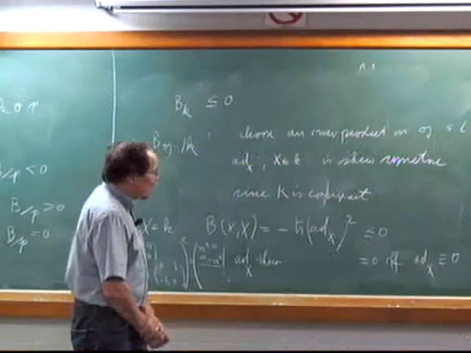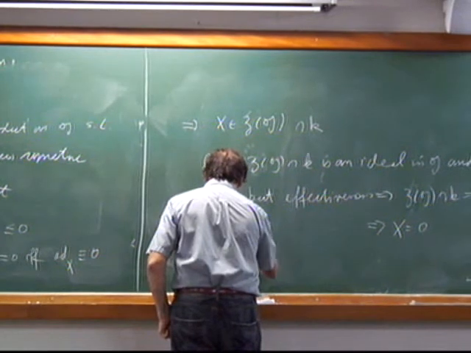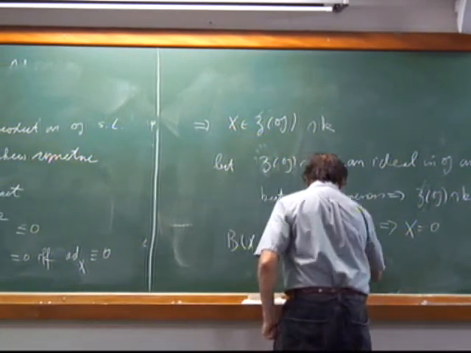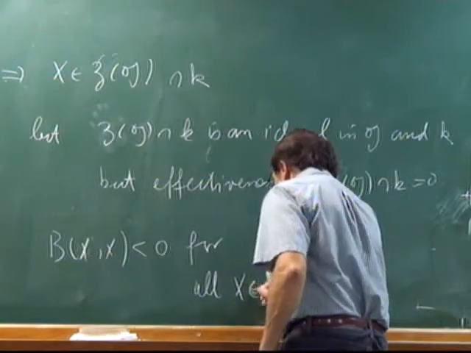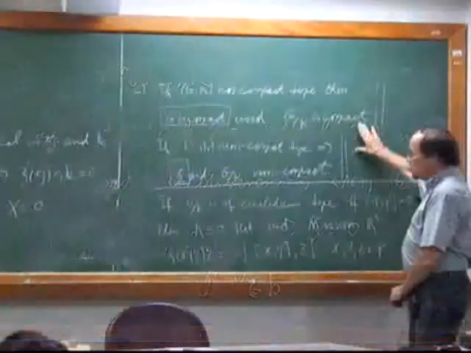So B of X, X was smaller or equal to 0, equal to 0 if and only if X is 0. So that means B of X, X is negative for all X in K. That was my claim, right? That the Killing form of G is negative on K, for any symmetric pair. It's a useful fact for a symmetric pair. Now, combined with the definition, the property of compact Lie groups, that implies these two important facts.